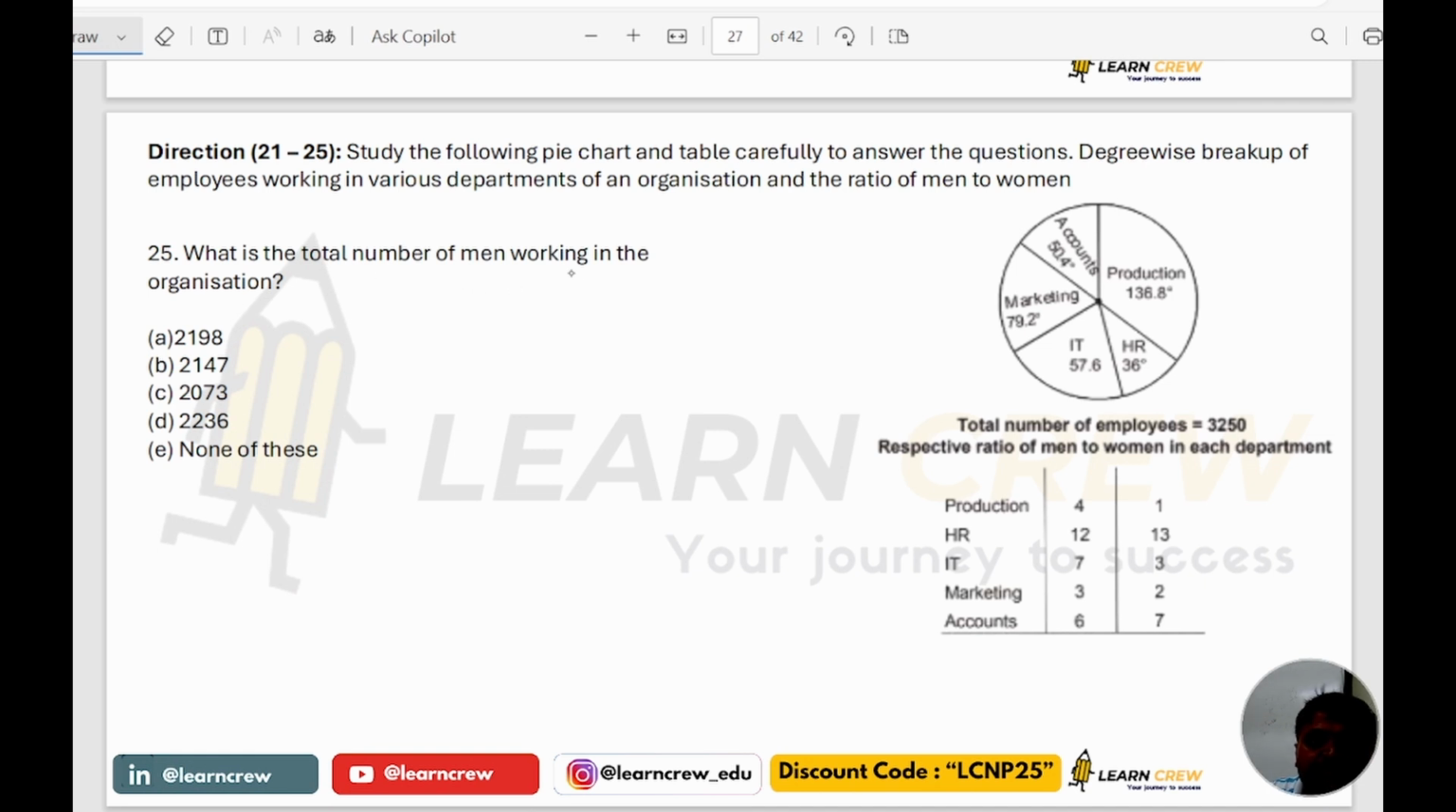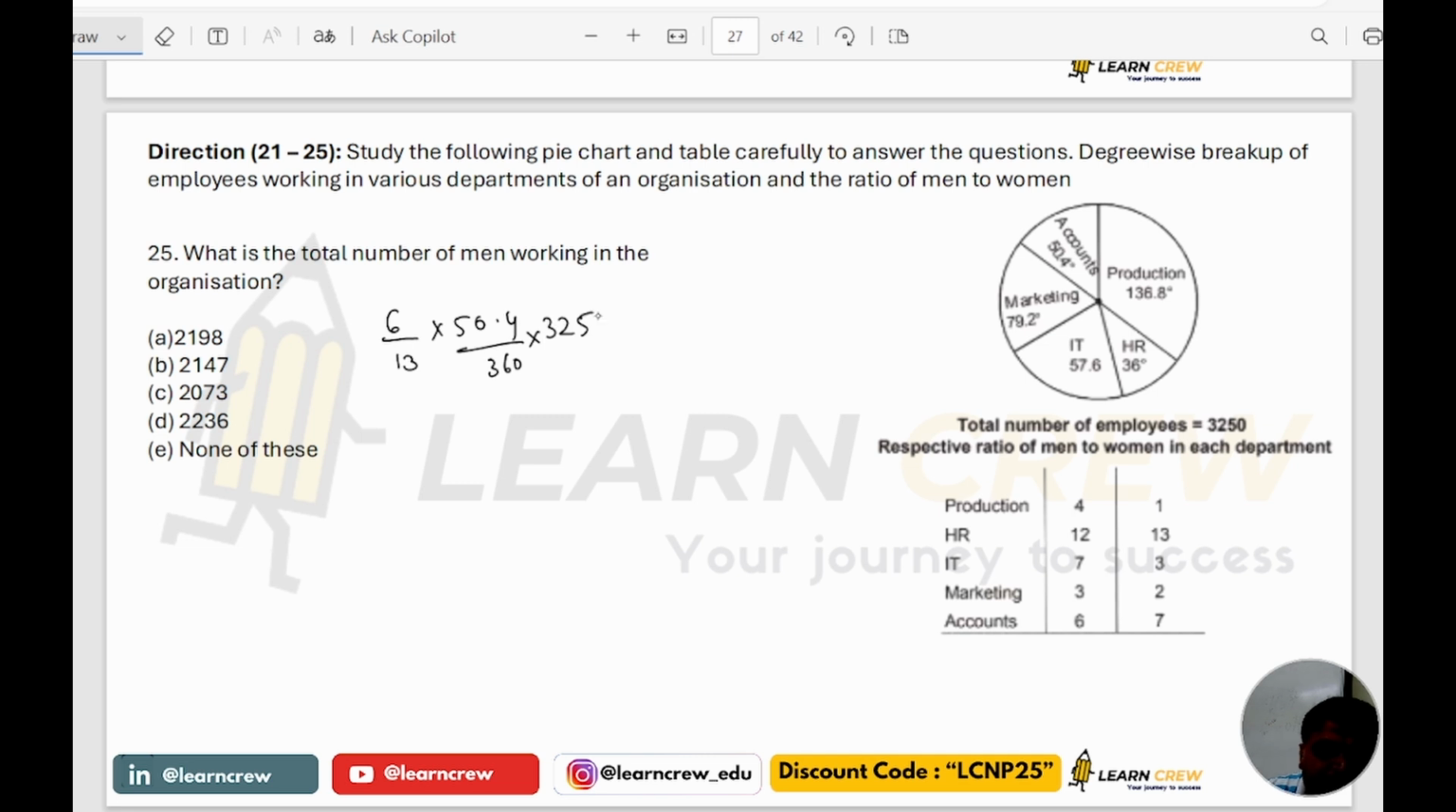What is the total number of men working in the organization? Simply you need to answer. So there are different departments which are given here. Accounts. In each and every department, for example, the first one, accounts. Accounts is how much? Men. 6 by 13. 6 by 13 into 50.4 divided by 360 into 3250.